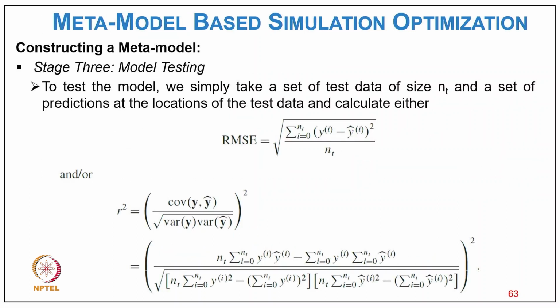So now stage 3, typically the model testing. To test the model, we simply take a set of test data of size nt, compute a set of predictions at the location of the test data, and calculate the error, typically RMSE.